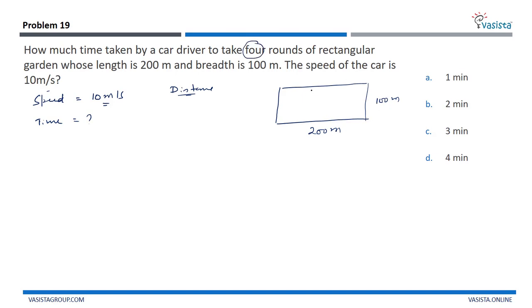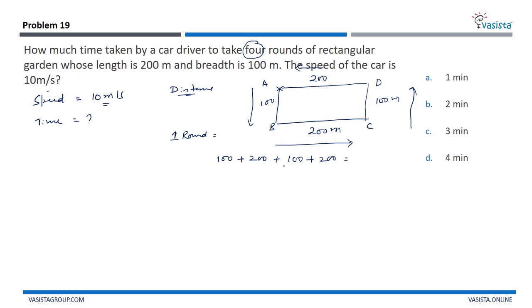Suppose he goes like this, this is going to be 200 and as well as 100. It is nothing but a perimeter. So let us check for one round how much distance he is going to cover. Let us start from A. This is B, this is C, D. So he goes like this, right? And this. Now how much distance is he going to cover? That is 100 plus 200 plus 100 plus 200, which is nothing but 600 meter distance he is going to cover in one round.